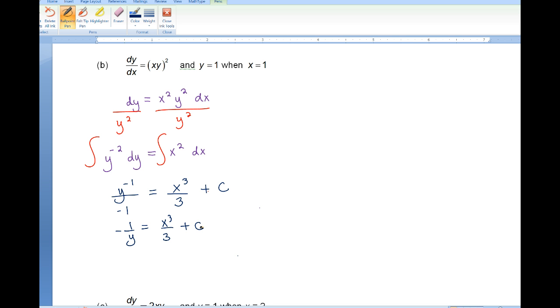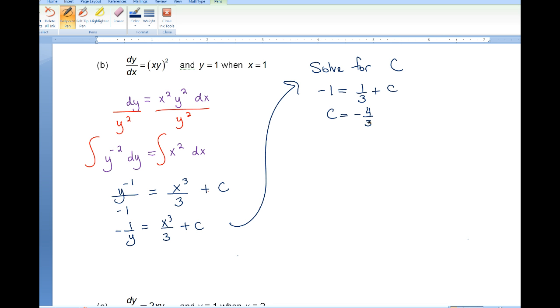Okay, what's the next step? Plug in y, right? So plug in our initial condition, which was y equals 1 when x equals 1. We want to solve for c. So we have negative 1 equals 1/3 plus c. So c is negative 4/3. We have negative 1, subtract a third would be negative 1 1/3 or negative 4/3.